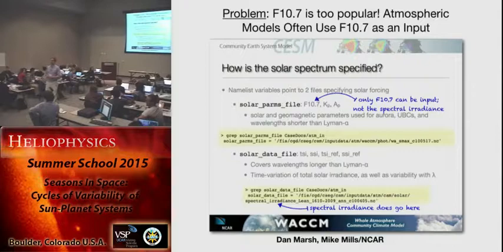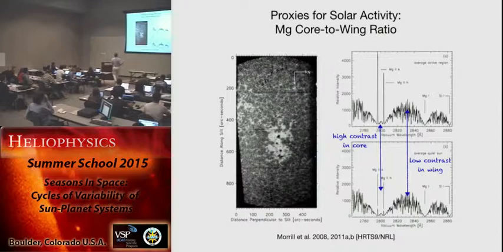No, this is excellent. Thank you. All right, so let's move on to another proxy for solar activity. This is the magnesium core to wing ratio. So here's a sort of a slit jaw image that approximates what you would see around the magnesium II h and k lines. And there's really great data now from IRIS here, but I just had this handy, so I'm going to illustrate it with this spectra.